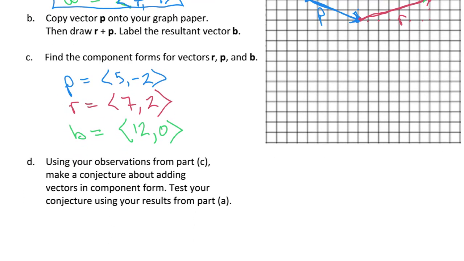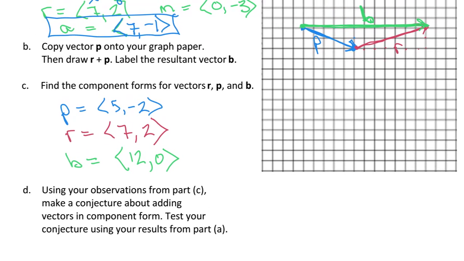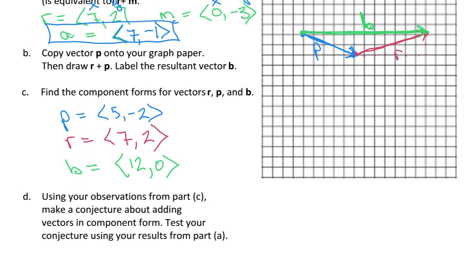Part D says, using your observations from part C, make a conjecture about adding vectors. Oh, well, guys, we already did that. Our conjecture would be that if we add our horizontal parts together and our vertical parts together, we should get the resulting vector. All right, let's try one last example.